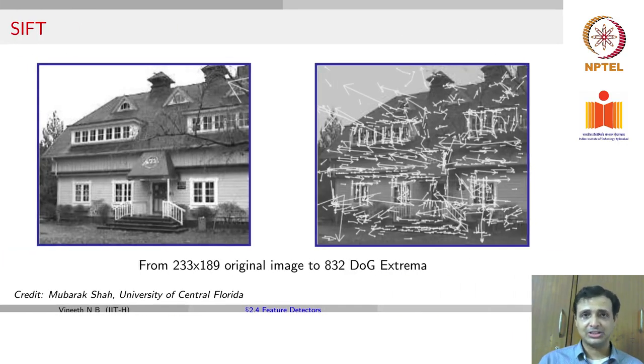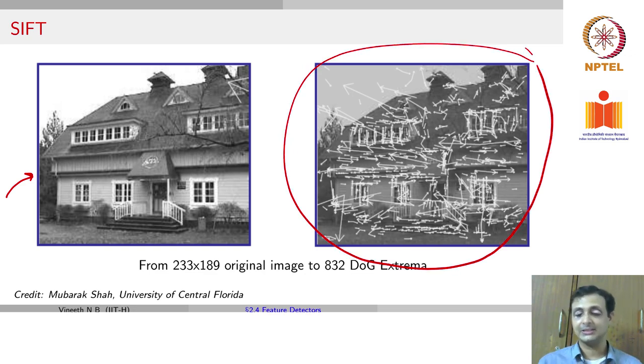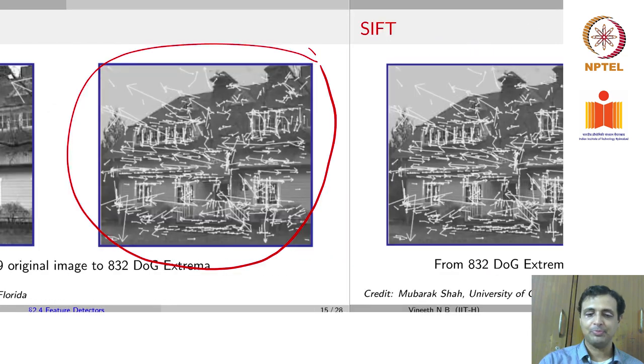Here are some visual illustrations of how this works. Here is an input image. The first step is about capturing the extrema of the difference of Gaussians. You can see here that each point also has an arrow. The arrow denotes the orientation of the key point, and the length of the arrow denotes the magnitude of the gradient at that key point. The bases of those arrows are the actual key points. So this is your first extrema detection step.